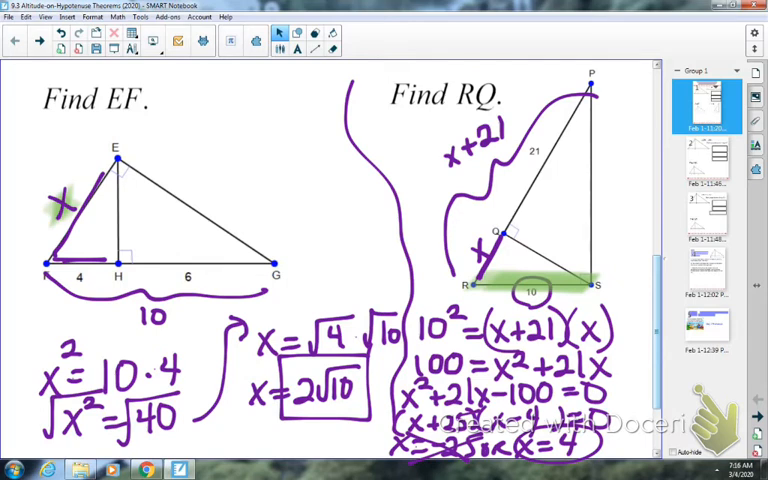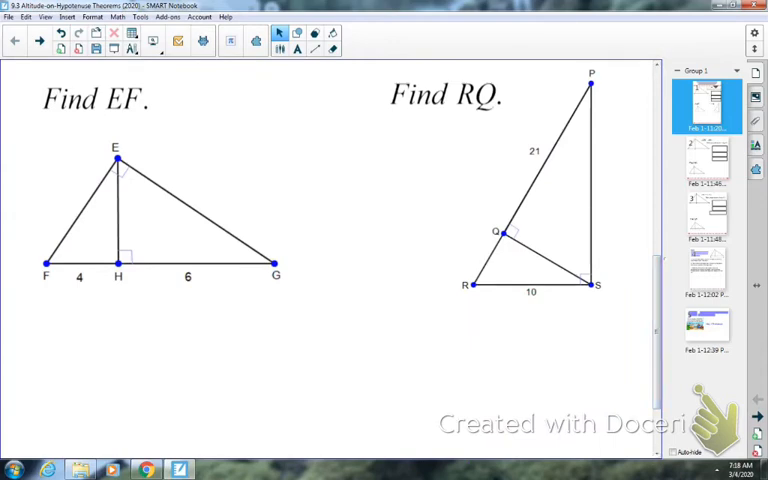Okay, so again, your leg squared equals the hypotenuse times its shadow, or leg squared equals the hypotenuse times the piece of the hypotenuse adjacent to that leg, whichever works better for you. Okay, so let's take a look at two different similar triangles.